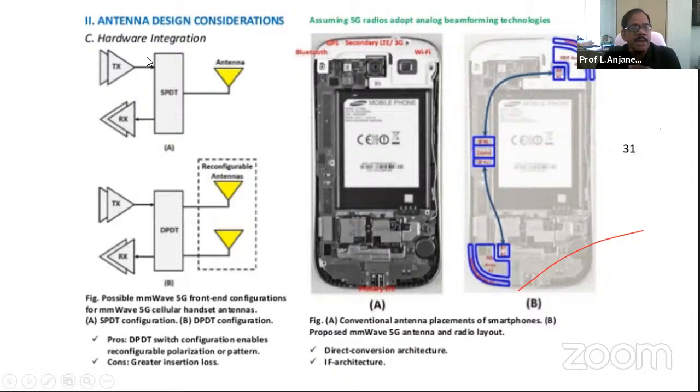Okay, we can connect the antenna to the transmitter and receiver, and using a double pole double throw (DPDT) switch, we can connect one antenna to the transmitter and one antenna to the receiver, or we can interchange them. Okay, so like that. These are the designs that are going on.